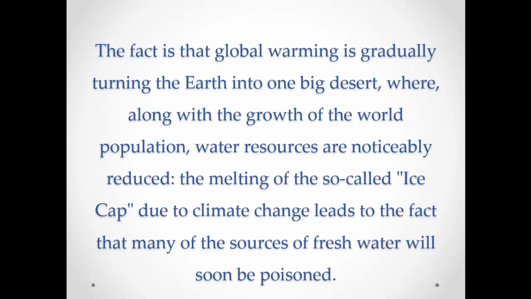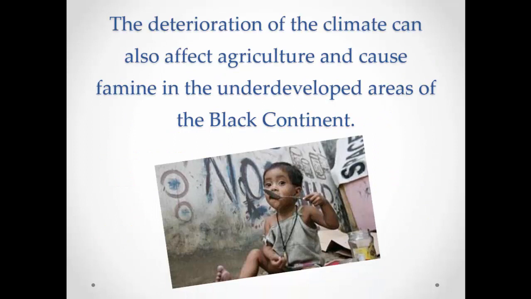The fact is that global warming is gradually turning the Earth into one big desert where, along with the growth of the world population, water resources are noticeably reduced. The melting of the so-called ice cap due to climate change leads to the fact that many of the sources of fresh water will soon be poisoned. The deterioration of the climate can also affect agriculture and cause famine in the underdeveloped areas of the Black Continent.